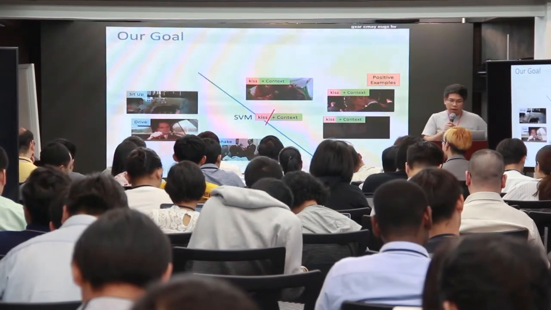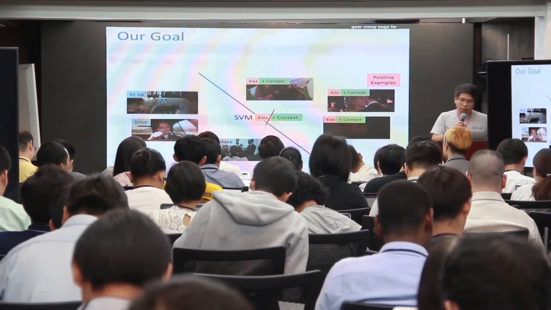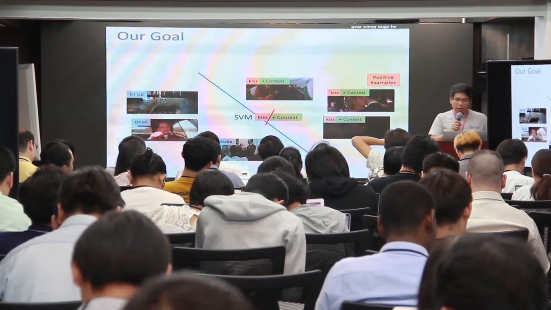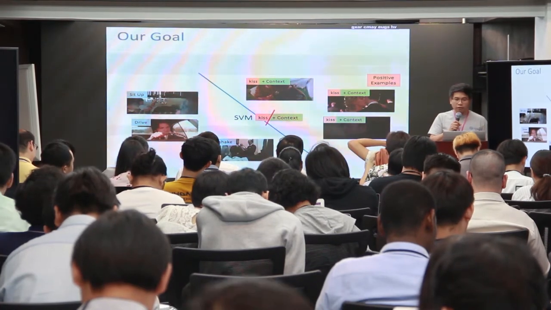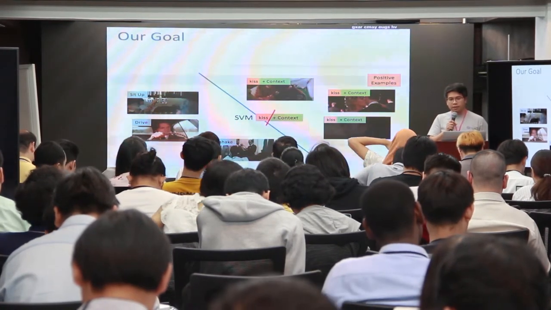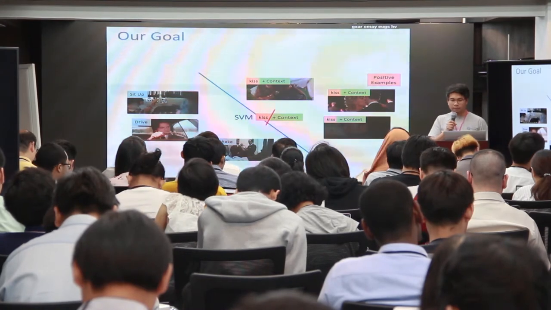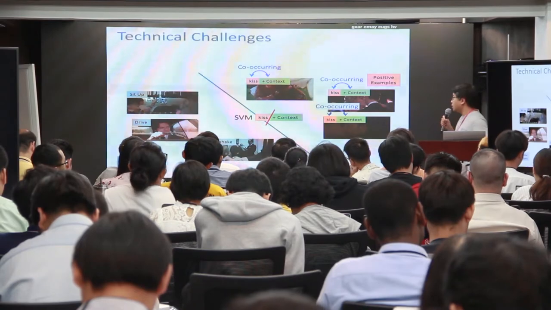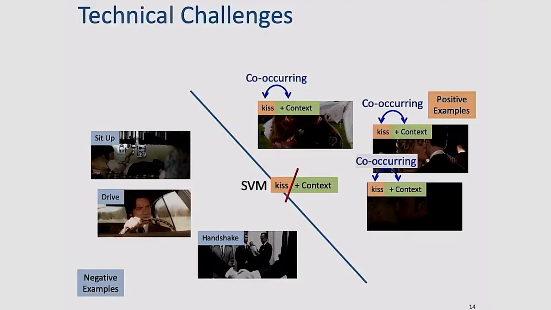So our goal in this work is to have a method for action recognition that explicitly separates the action from the context. Now the technical challenge here is that context always co-occurs with the action. So to some extent it's impossible to use this approach if you just have two sets to separate between the action and the context.